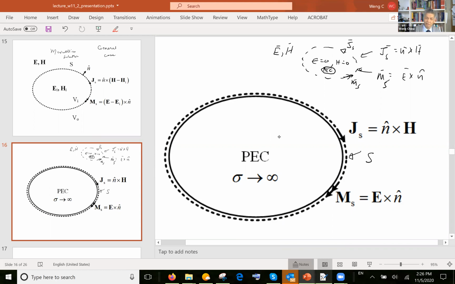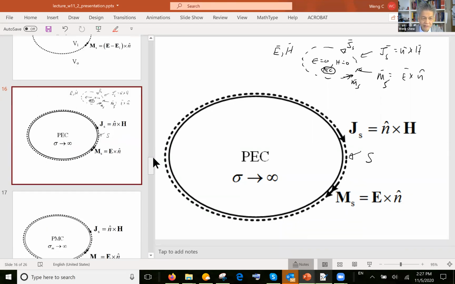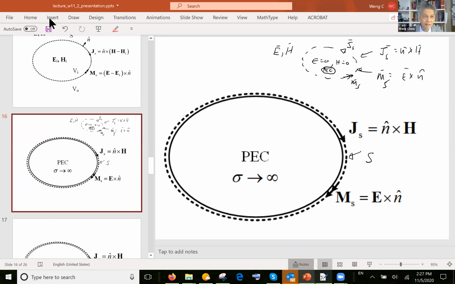But now I'm going to invoke a principle that can be proved very easily. An electric current source next to a PEC cannot radiate. Only this other current source can radiate. An electric current source next to a PEC cannot radiate. And how can I see that? Let me see if we can prove that quite easily. Okay, let me prove that.